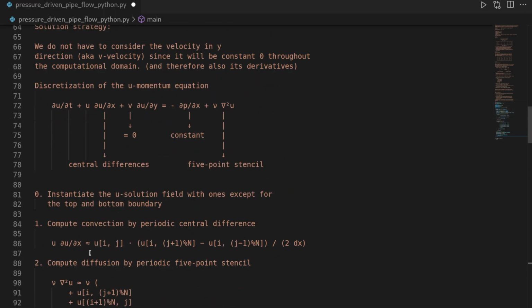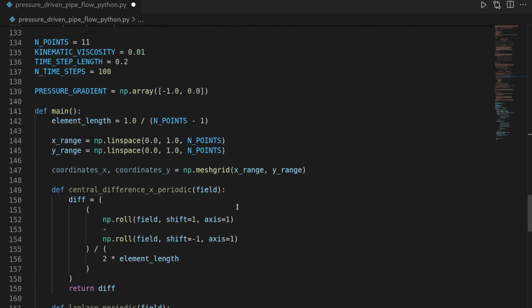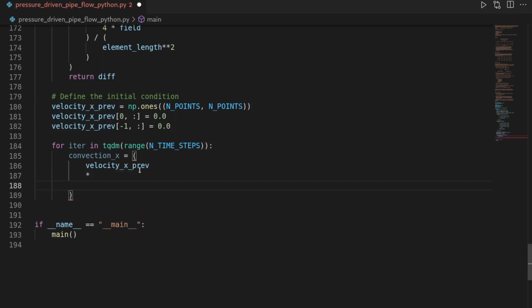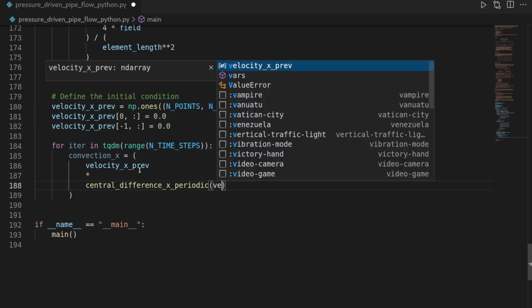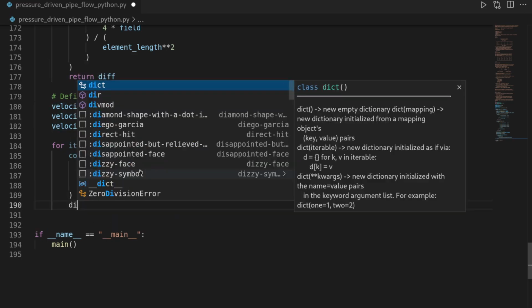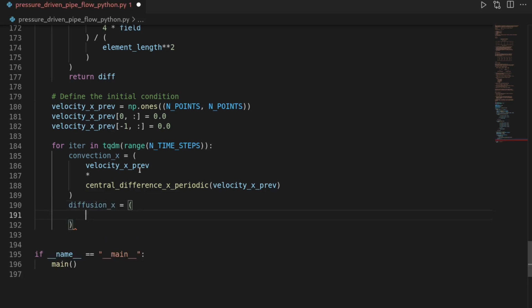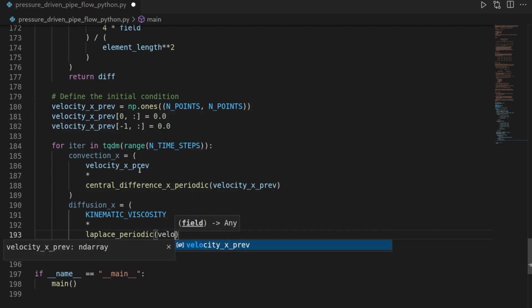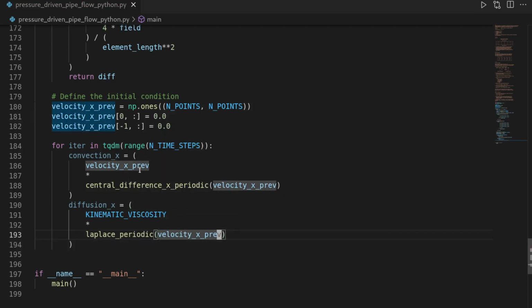So we said that the convection is approximated as the solution multiplied with the periodic central difference. So well, let's do that. The convection at x is the velocity in x previous element-wise multiplied with the central difference periodic on the velocity x previous. Then we have our diffusion in x, and for this one we will multiply the kinematic viscosity with the periodic Laplace operator applied to the velocity x previous.